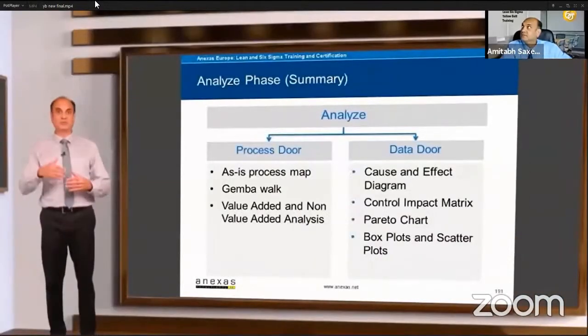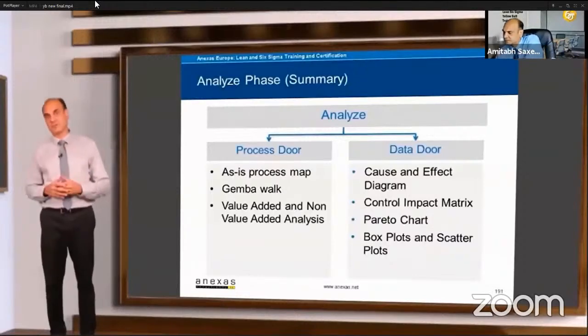Or you can move on to the Pareto analysis and get your vital few. Once you have got the root causes, you can validate them using box plots and scatter plots.